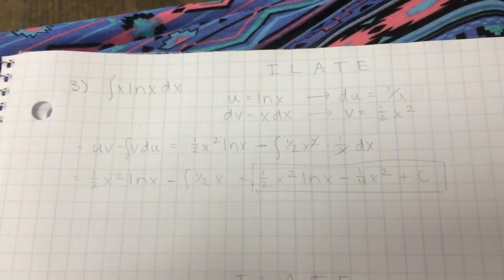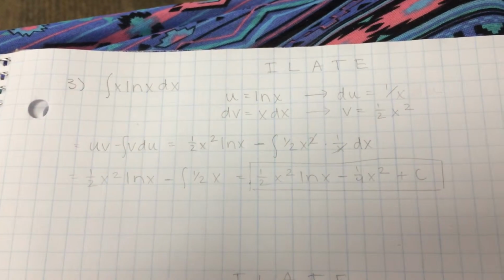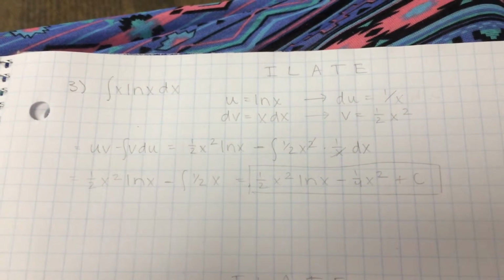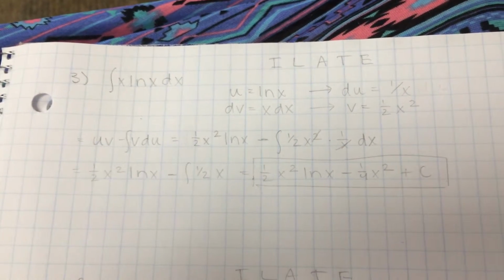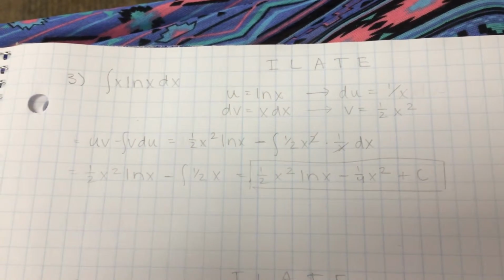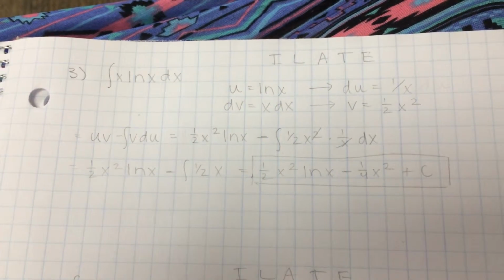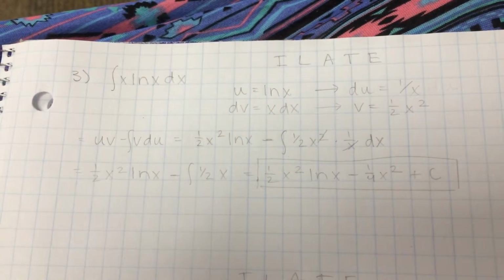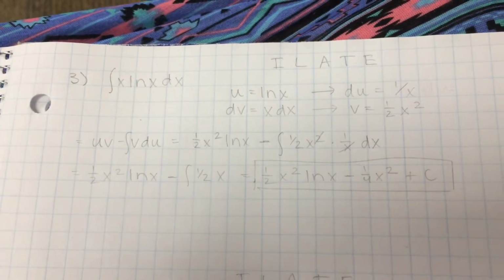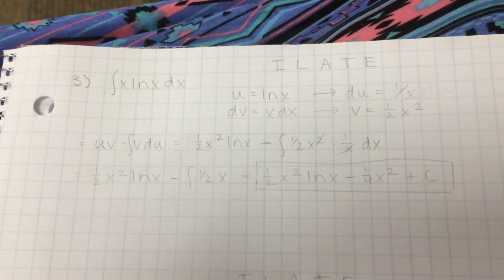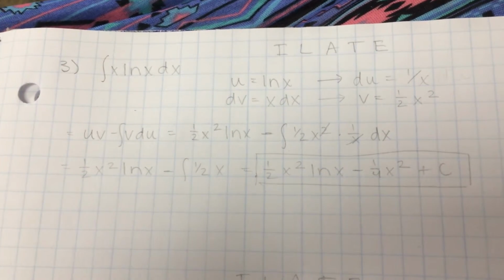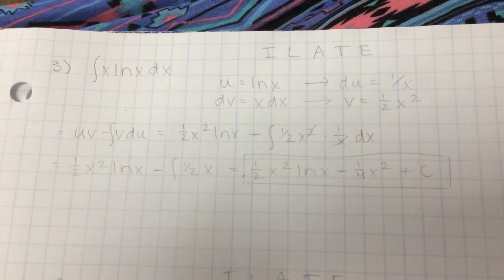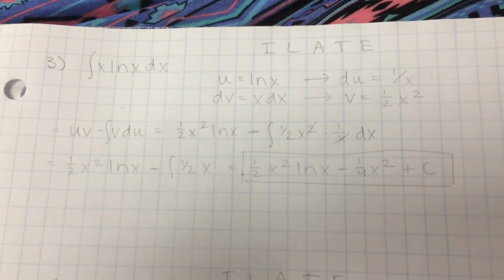by parts. So in order to do that, we use the acronym ILATE, which stands for inverse, logarithms, algebraic, trigonometric, and exponential. So we look through our integral, and we realize that ln x represents L in ILATE. So we set that equal to our u, and then we set our dv equal to the rest of the integral, x dx.